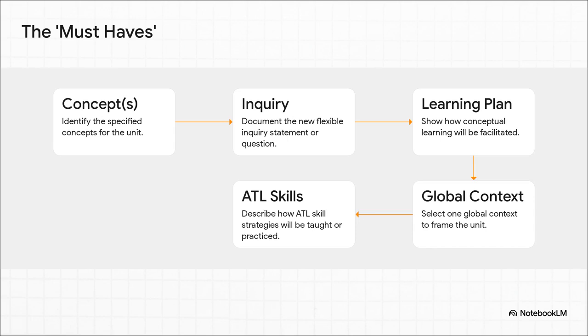Any planner in a pilot school has to document these 5 key things. First, the unit's concept, or concepts. Second, that new flexible inquiry statement or question. Third, you've got to show how conceptual learning is going to happen. Fourth, select one global context for the unit. And finally, describe how ATL skills are going to be taught or practiced.